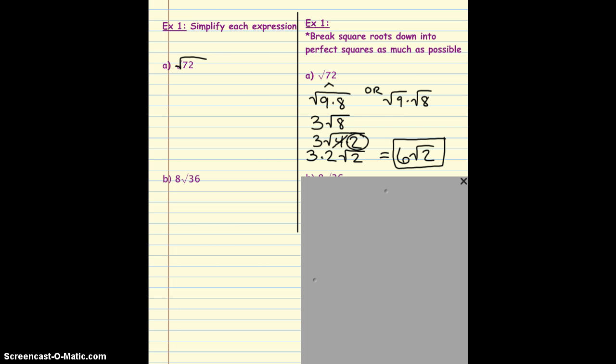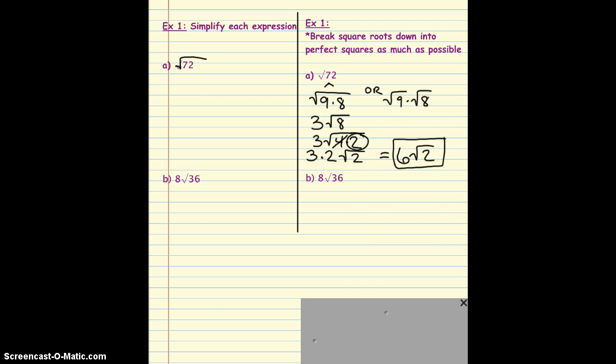Okay. All right, moving on to my next example. We have 8 times the square root of 36. Square root of 36. All right, well, I know the square root of 36 is actually a perfect square. It is 6. So what we're going to have is 8 times 6, and now there's nothing left underneath the square root. 8 times 6 is 48. There is my answer. We are done with this one.